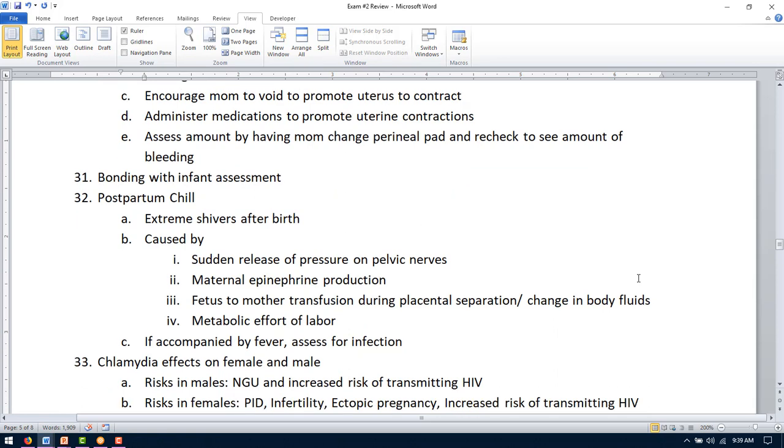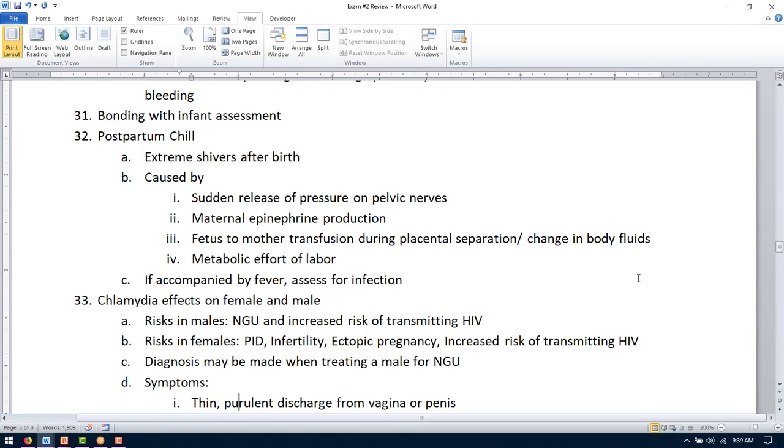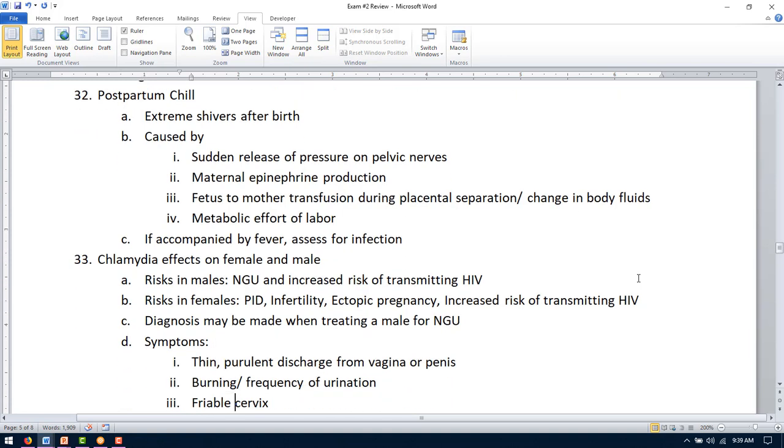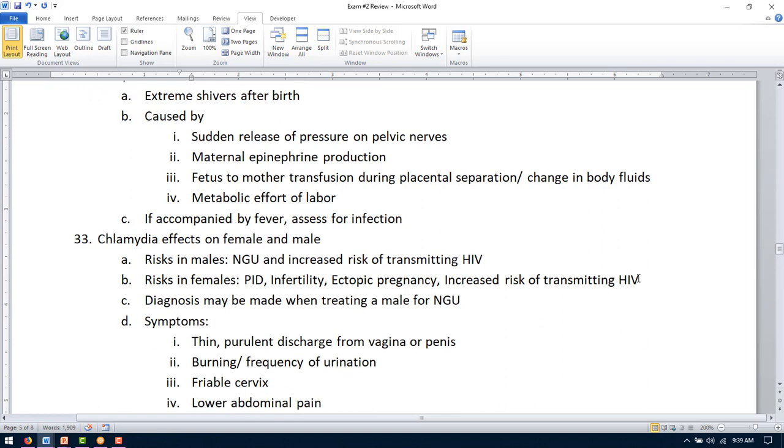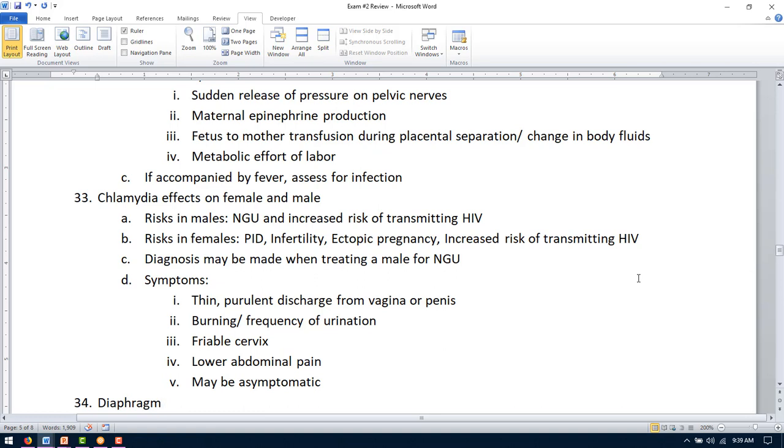Postpartum chill. It's common. Extreme shivers after birth. I've always thought it was kind of the adrenaline, but it might be release of pressure on the nerves, epinephrine, transfusion during the separation, the change of body fluids, and the metabolic effort. If this is accompanied by a fever or any other signs and symptoms, then it may be a sign of infection, but without those signs, it's just a normal thing.